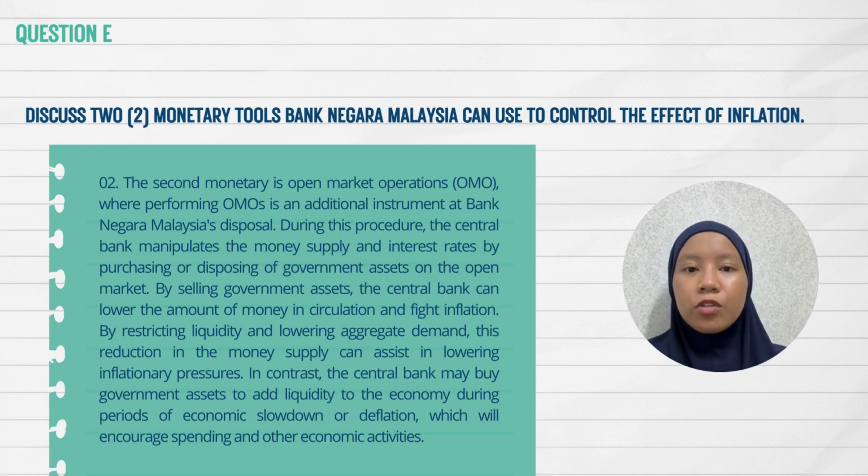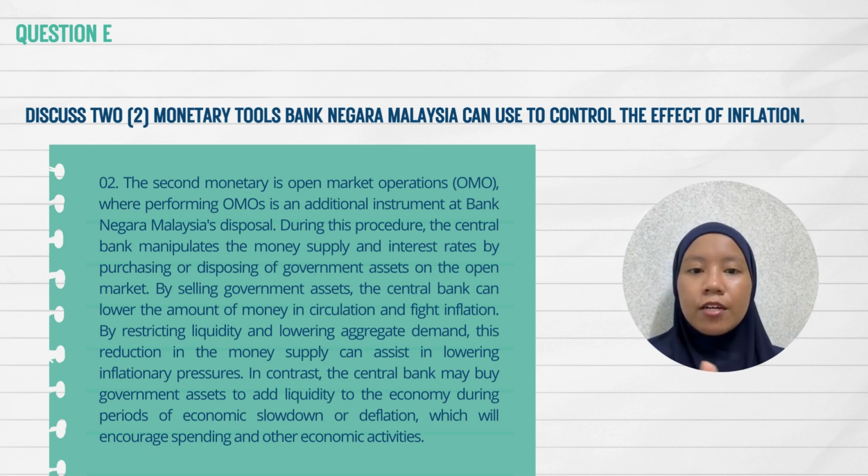Thirdly, stimulating economic activity, buying government assets. During an economic slowdown, Bank Negara Malaysia buys government assets through the OMO. This injects money into the economy, encouraging spending and investment to boost growth.